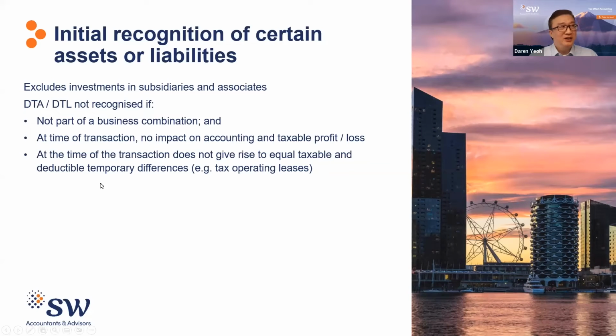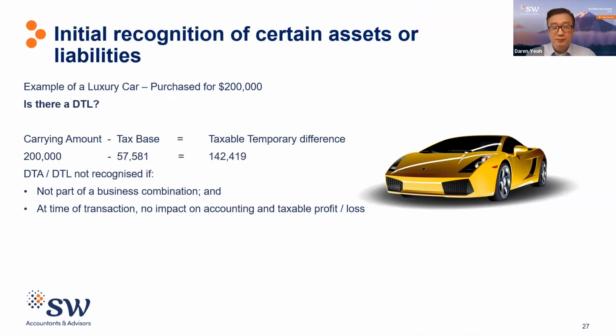And this is the new addition that has been put in to AASB 112. At the time of the transaction, you do not recognize the same DTL with an offsetting DTA with an offsetting DTL. And the purpose of this addition is basically to clarify that the initial recognition exception does not apply to right of use assets. So when you have a right of use asset, you have a DTA and a DTL being recognized at the same time. So let's look at a simple example.